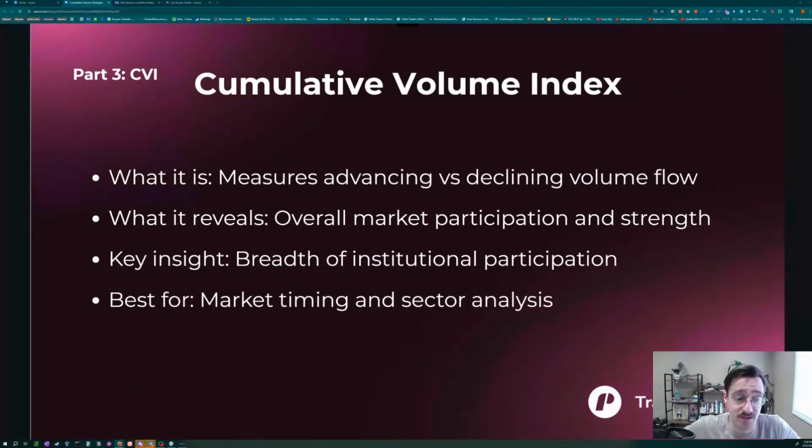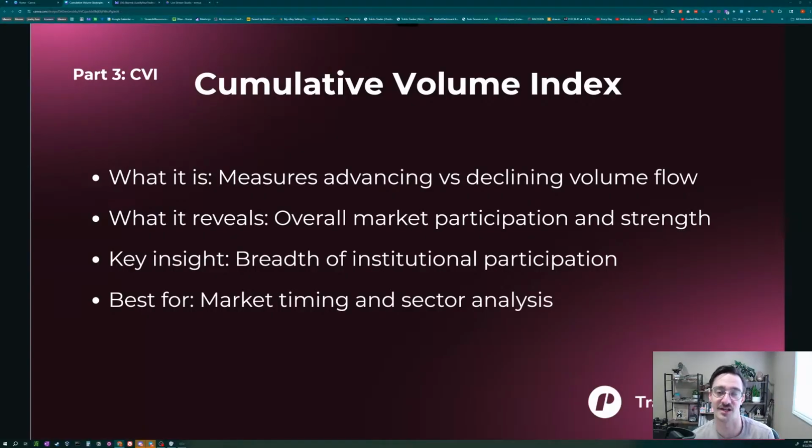Going on to the cumulative volume index, as opposed to the candles of the previous one, this is going to be a one-line indicator. And what it's going to show you is pretty simple. It just measures the advancing versus declining volume over time, so it's going to give you a really clean indicator of essentially just where the money is flowing. So overall, it's going to reveal if the market is participating and the amount of strength that it has on any given move.